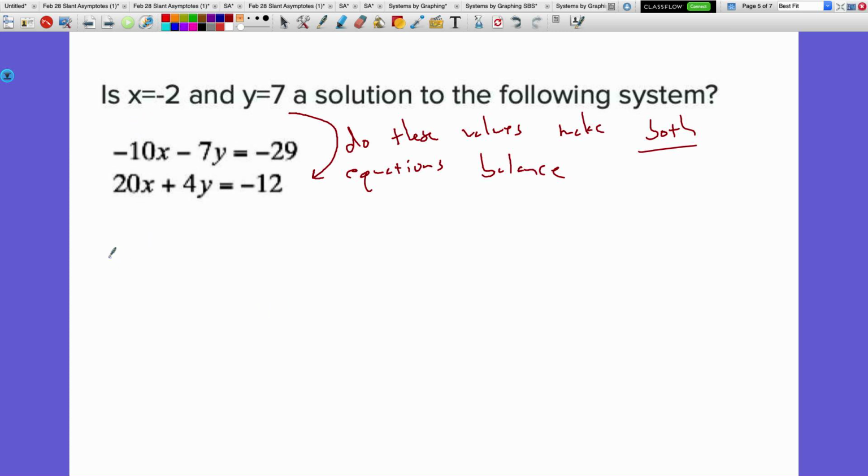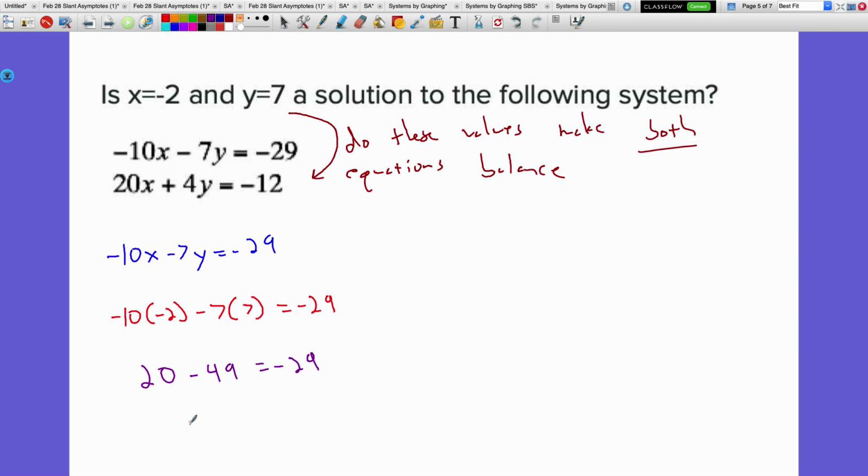All right, so let's copy down that top one with some space, and now substitute in x equals -2 and y equals 7, and we get -10 times -2 minus 7 times 7 equals -29. This here is going to become 20 minus 49 equals -29, and -29 equals -29. This first one is true, but we've got to check the second one.